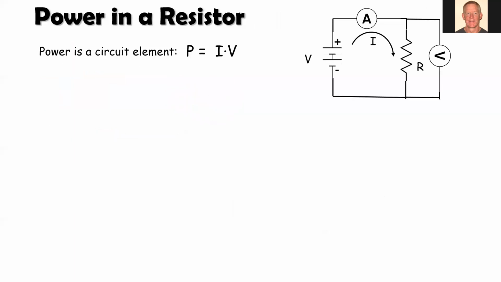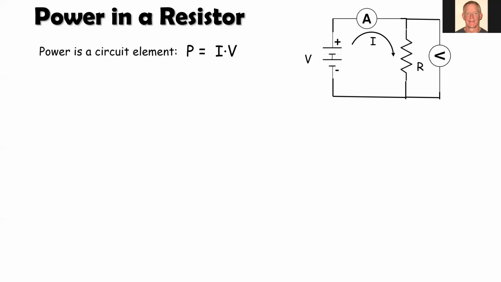Now, let's talk a little more about resistors, right? In the previous lesson, we learned about Ohm's law and that we're able to find the relationship between voltage, current, and resistance. And the power in a circuit element is simply the voltage being provided by the battery times the current that's flowing through the battery, right? So P equals I times V.